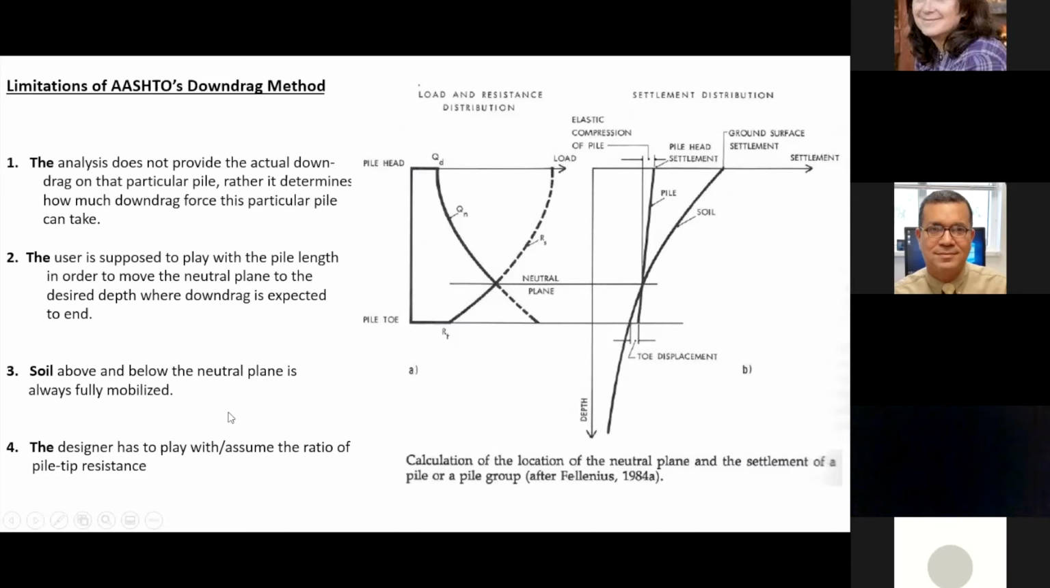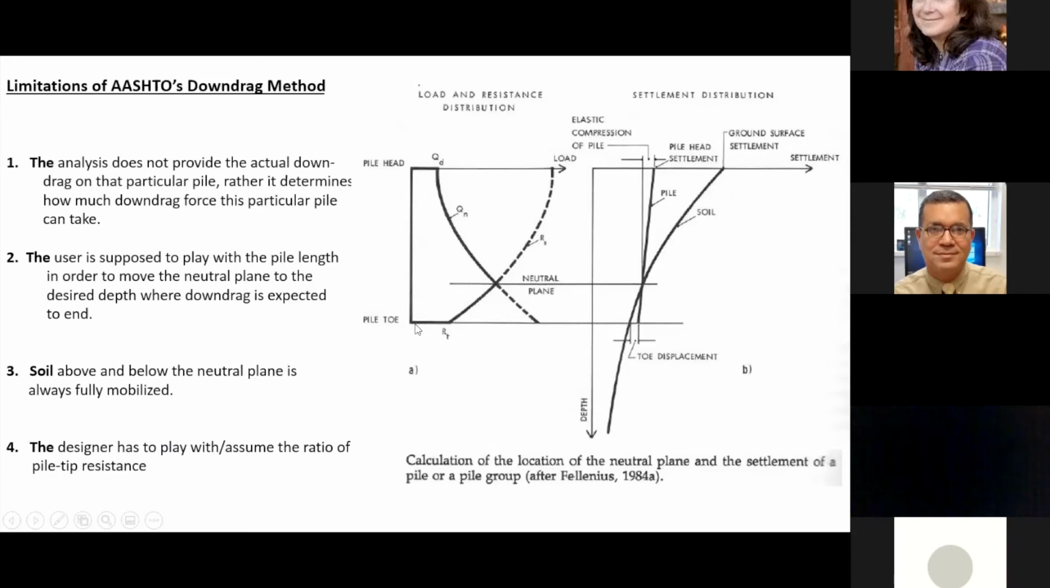The last thing, which is really a problem for the designer, is that the pile tip resistance here, this technique does not calculate it. You assume it. So you say, I'm going to calculate the ultimate resistance of the pile tip. This is the maximum load that that pile tip can take at that depth. But is this the real one? You do not know. So in this case, you have to assume what percentage of the pile tip is going to be implemented in this analysis.